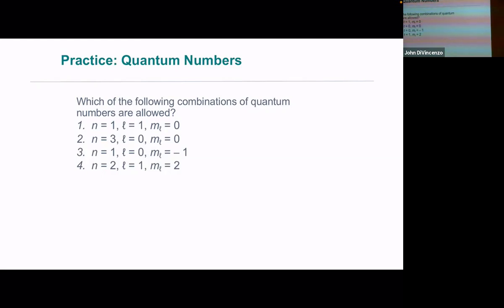The first one, anyone want to try, is that allowed? No. Houston says no. You're shaking your head no. What's your first name again? Sonia? Why are you saying no? N is 1, L cannot be 1. L can only be up to n minus 1. So n and L are fine. The problem is this right here. This cannot be 1. So this is not a valid set of quantum numbers. Does that make sense?